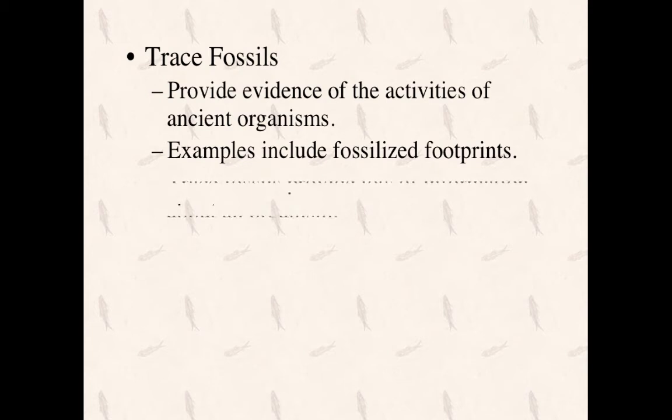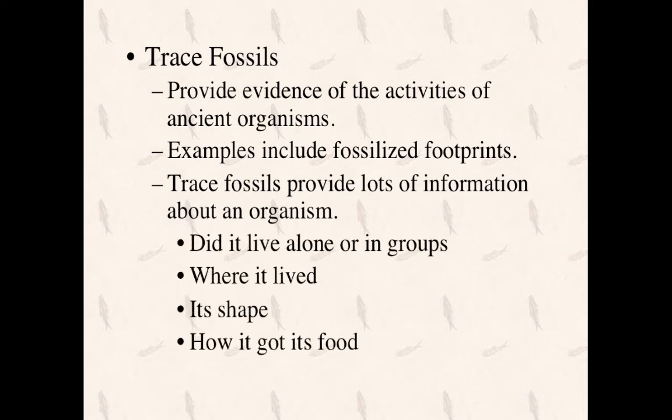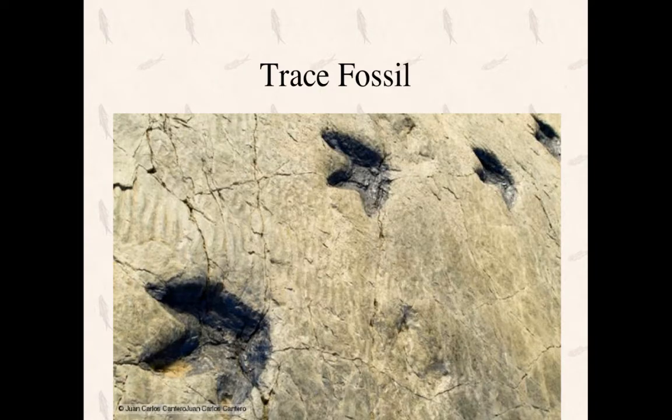They include fossilized footprints. Trace fossils provide lots of information about an organism, including did it live alone or in groups, obviously where did it live, what kind of shape did it have, and even how it got its food. Here's an example of a trace fossil. These are fossilized footprints.